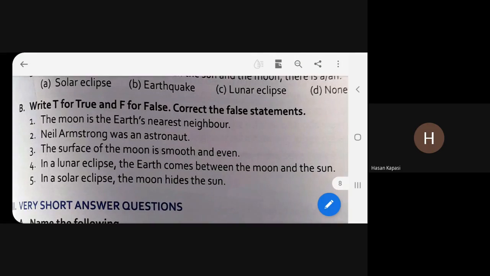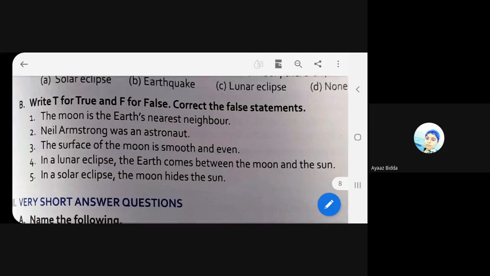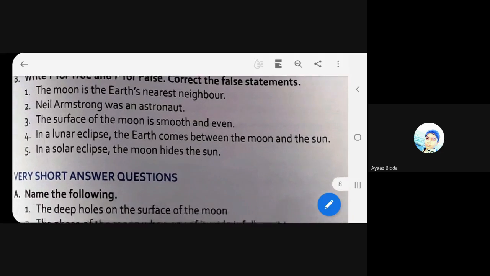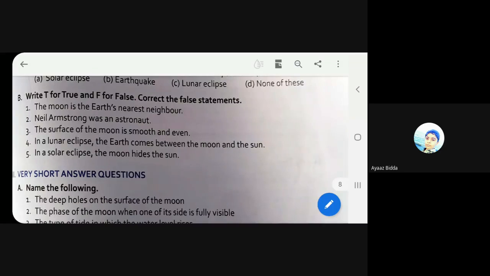Now see what is written here. The surface of the moon is smooth and even. Is it yes or no? No, ma'am. False. It is false because there are lots of holes found there. Correct. In a lunar eclipse, the Earth comes between the moon and the sun. True. Very good. In a solar eclipse, the moon hides the sun. True. It's also true because of the moon we cannot see the sun.